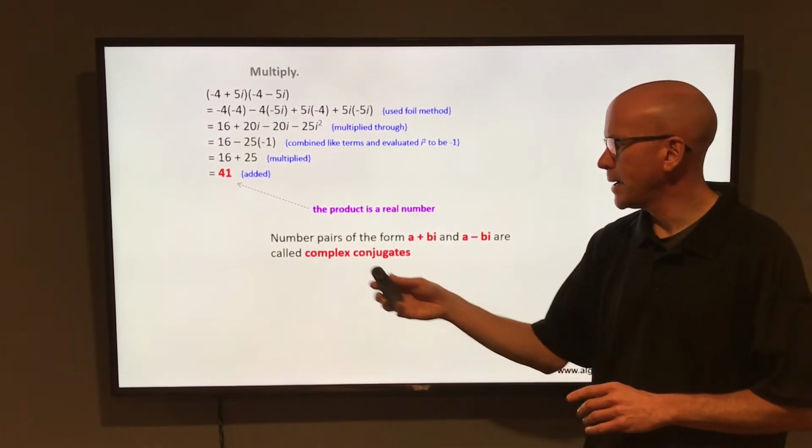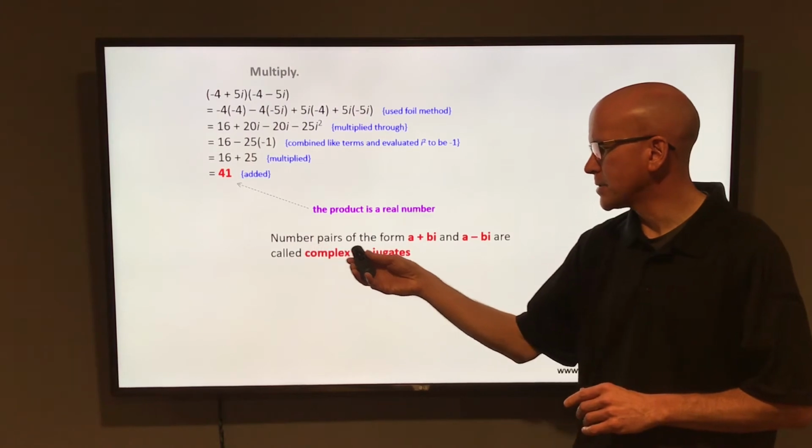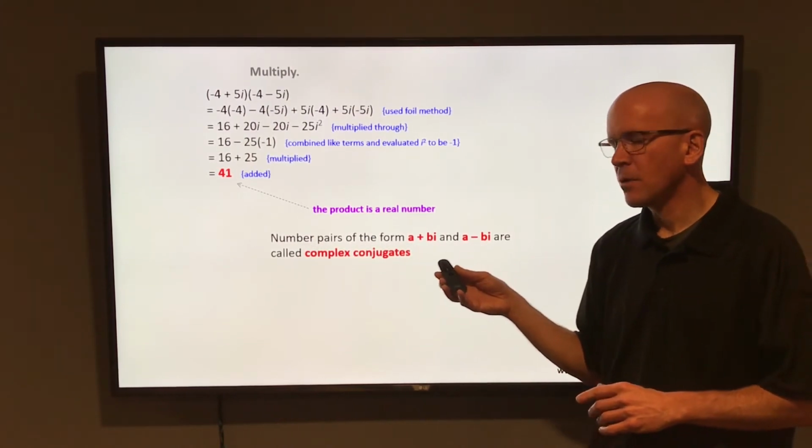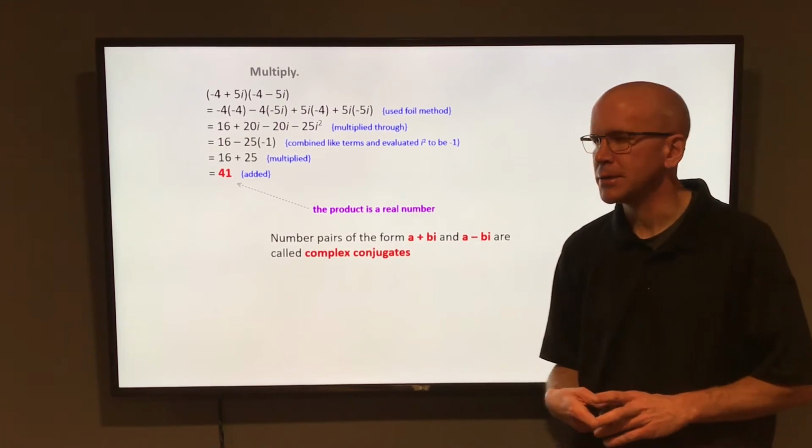When you're multiplying number pairs of the form a plus bi times a minus bi, those are what are called complex conjugates.